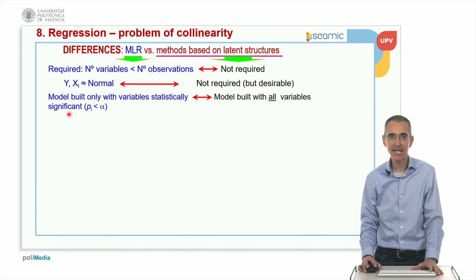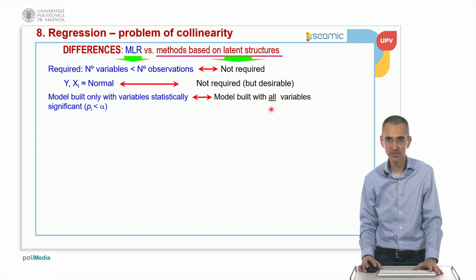Well, in multiple regression, the model is built only with those variables which become statistically significant. So it has to be ensured that the p-values associated to the variables included in the model have to be less than alpha. But for the other models, it is not the same. The model is built with all variables, which is something interesting. This model is based on latent structure, on components, and a component is a linear combination of all the variables.